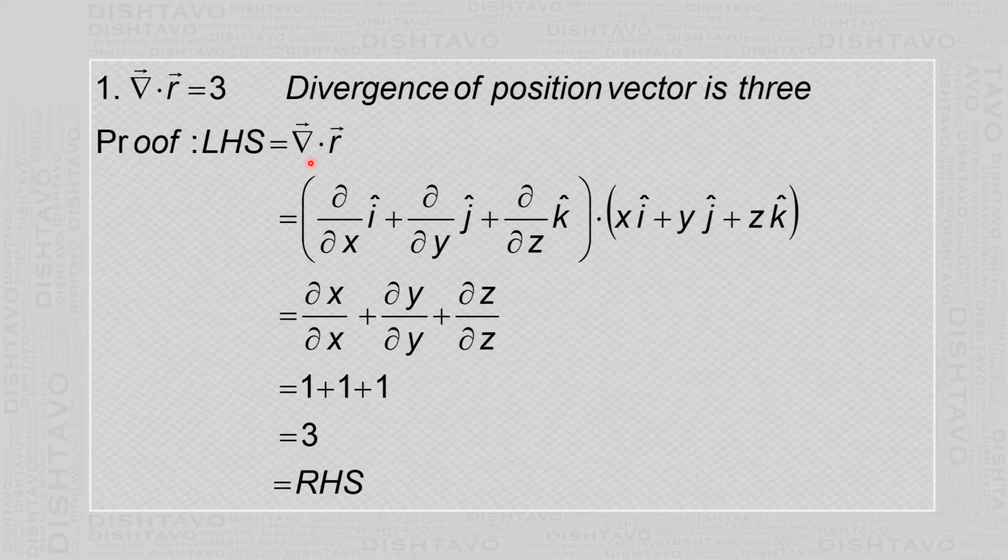So the components of the del operator are dou by dou x, dou by dou y and dou by dou z. Components of the position vector are x, y and z. Now let us differentiate this partially. In the first term, dou x by dou x is 1, in the second term dou y by dou y is 1, and in the third term dou z by dou z is 1. Therefore, 1 plus 1 plus 1 equals 3, which is equal to the right hand side. So we have proved the first identity.